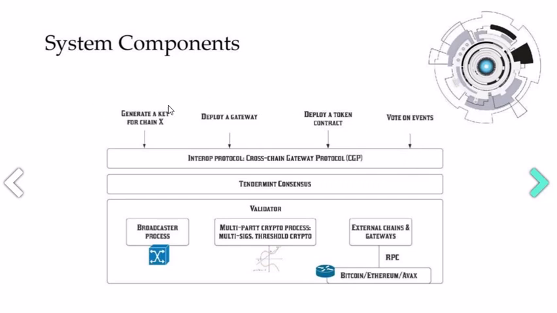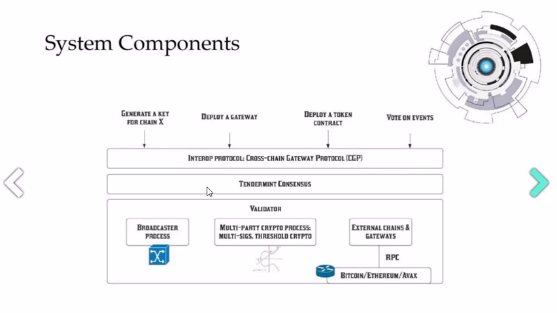For this particular diagram, this is what Axela is actually providing: generating a key for ChainX, deploying a gateway, deploying a token contract, voting on events. These are the things that you'll be able to change. You can get a nice diagram. I think Figma has got some of those nice icons you can use in this, basically just to differentiate us from Axela.